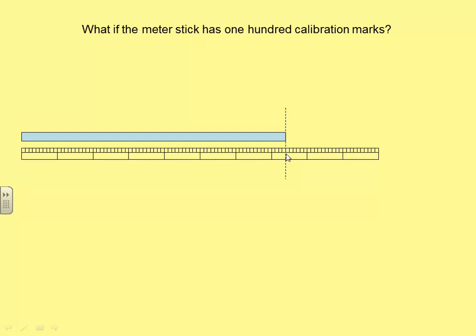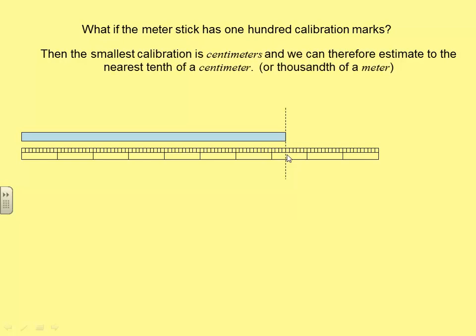So do we leave it at 74? Well, no, not if we want to use the device to its full precision. Then we have to estimate one more place. But how many tenths are there in between? Well, there's 0 tenths in between. So since the smallest calibration is centimeters, we can estimate to the tenth of a centimeter, or thousandth of a meter, or millimeter if you want to say it that way.